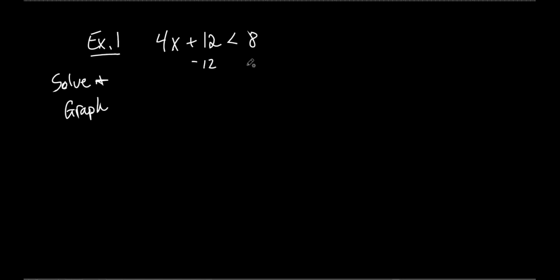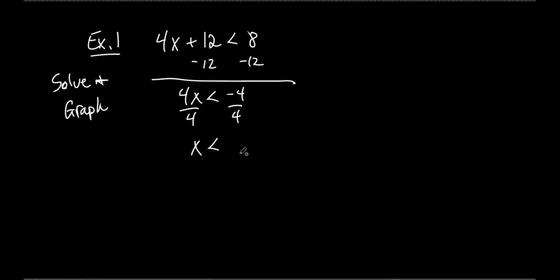So here we go. Subtract 12, subtract 12, and then 4x. Now, I subtracted a number. Does that change my inequality? No. I can subtract all day long, and it still stays that. 8 minus 12 is negative 4. Now, get x by itself. We divide by positive 4. Does that change the inequality? No, because we divided by a what? A positive. So the inequality stays the same, and that's x less than negative 1.